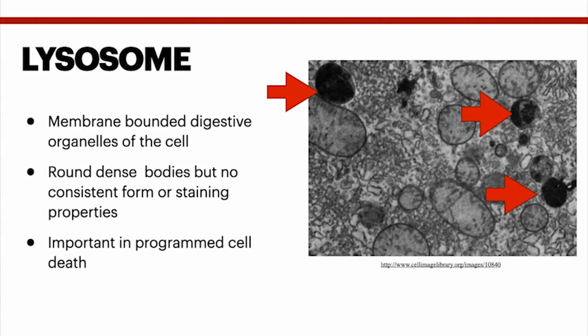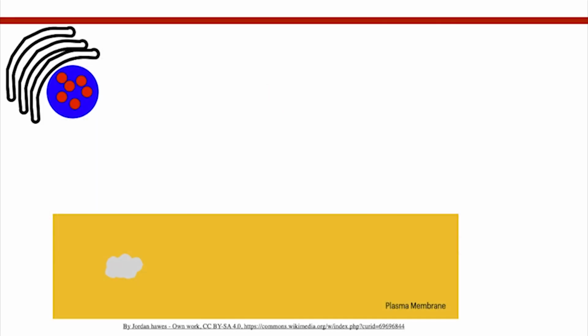Lysosomes are membrane-bounded organelles usually seen as round dense bodies, and staining properties may vary. They are involved in programmed cell death or apoptosis, which is important in the elimination of damaged cells and for protein recycling. Lysosomal enzymes synthesized in the rough endoplasmic reticulum are transferred to the Golgi complex for further modification and packaging. These secretory products contained in vesicles then bud off from the trans-Golgi.